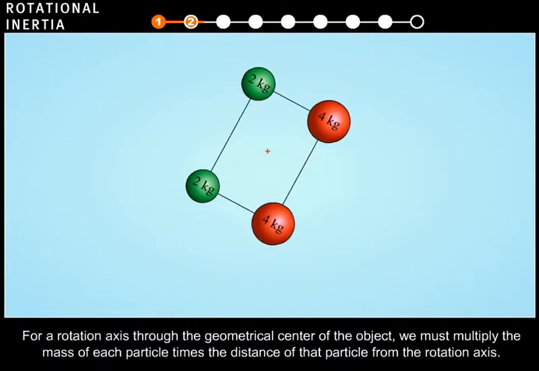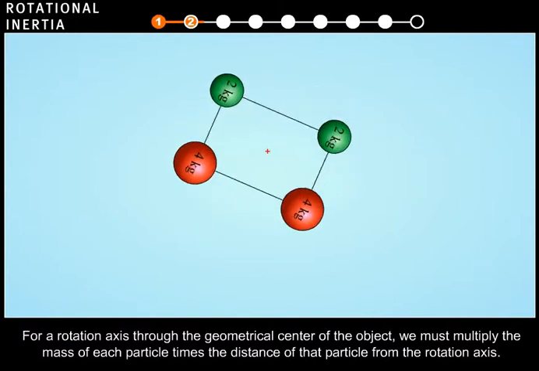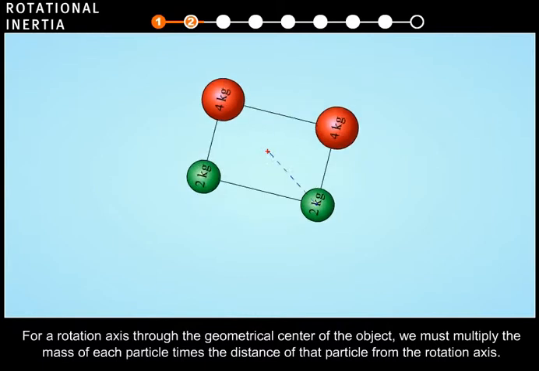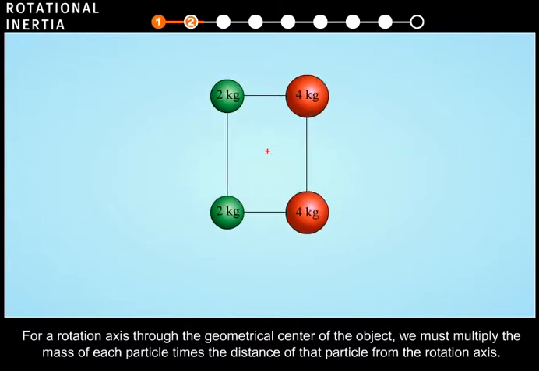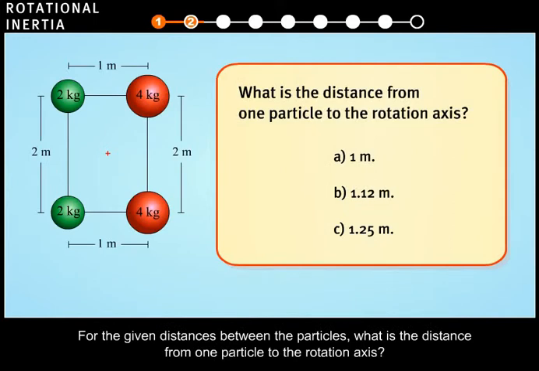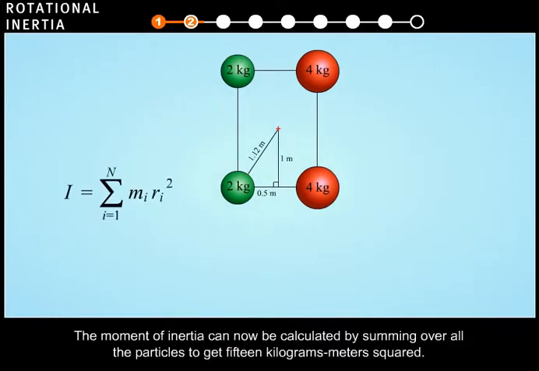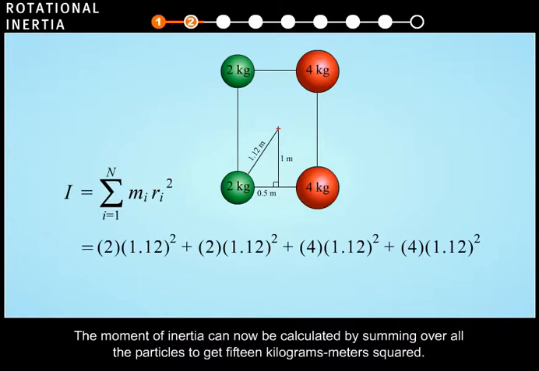For a rotation axis through the geometrical center of the object, we must multiply the mass of each particle times the distance of that particle from the rotation axis. For the given distances between the particles, what is the distance from one particle to the rotation axis? Correct. The moment of inertia can now be calculated by summing over all the particles to get 15 kilograms meters squared.